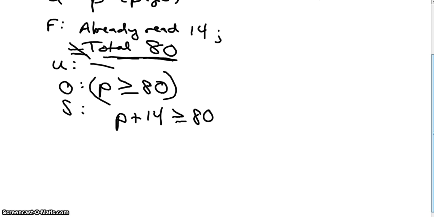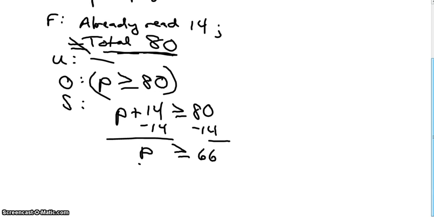You subtract 14. And when you do, you get P is still greater than or equal to what remains? 66. Okay. So give me one solution of this inequality. What's one number that is true in this inequality here? Michael. 68. He says 68. Does everyone agree that that's true? Yeah. Is 68 greater than or equal to 66? It is. So let's try that back in the original story.